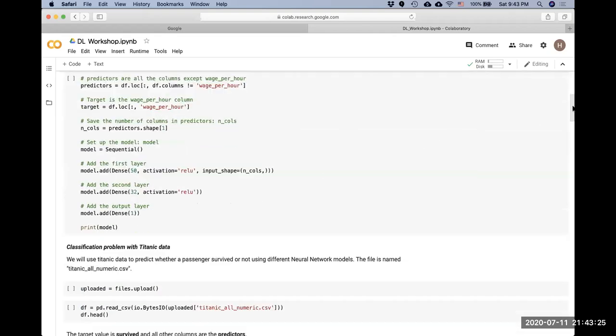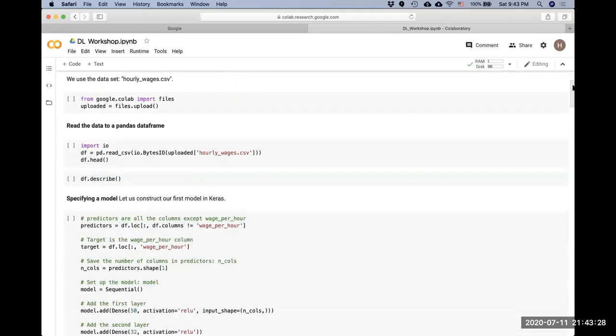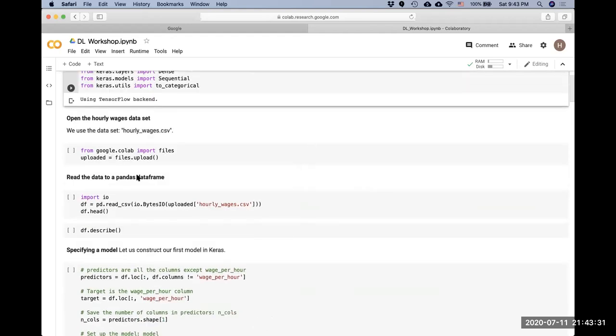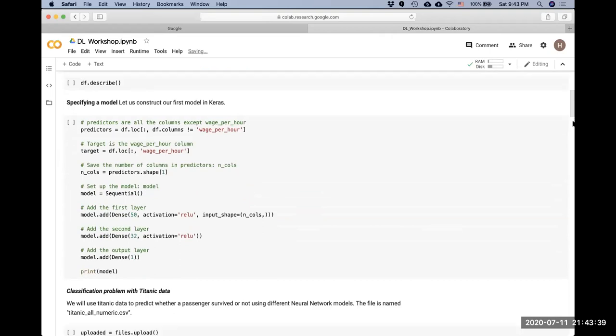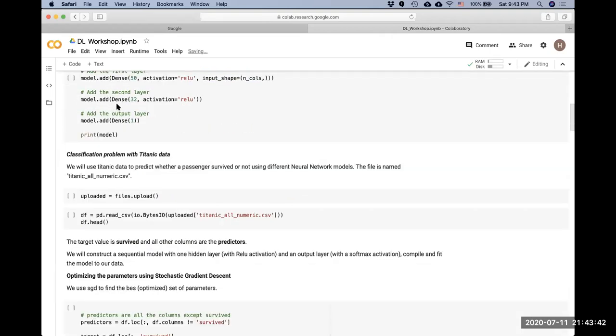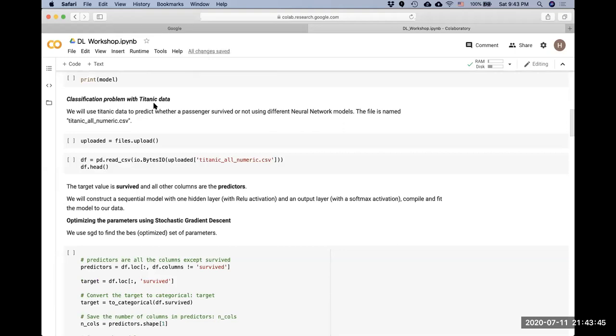I will just skip this part because we will go right to the next one. Here I'm just showing you how you can open a file in Google Colab, but we don't have time to go through this. So I want you to come to here, classification problem with Titanic data. If you run this part, we'll use the Titanic data again. The data is here. If you haven't already downloaded it, you can go to the chat, and the link to download and access the data set is there.